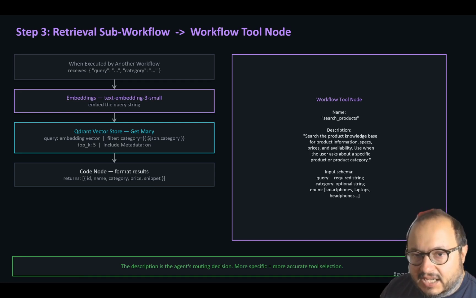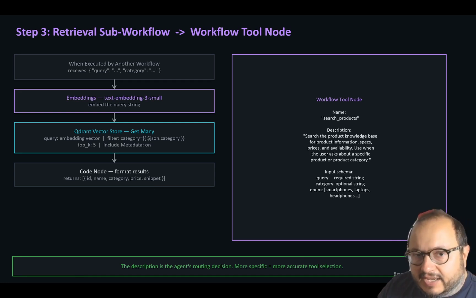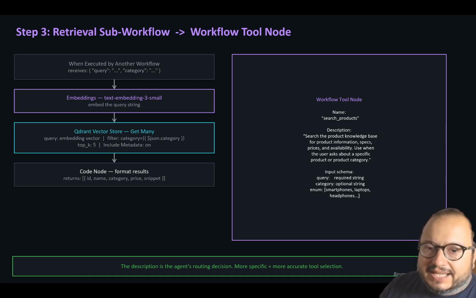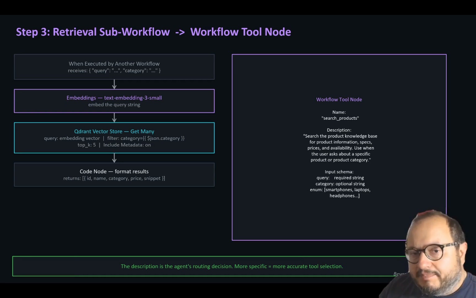Too little, and the agent hallucinates to fill the gaps. Too much, and you waste tokens on fields the agent ignores. For a product search tool: name, price, category, a short description snippet, and the product ID for citation. This is the complete set. No more, no less. Now go back to the main agent flow.